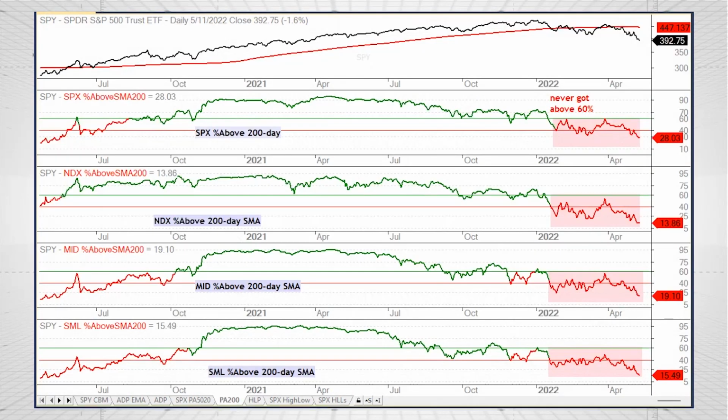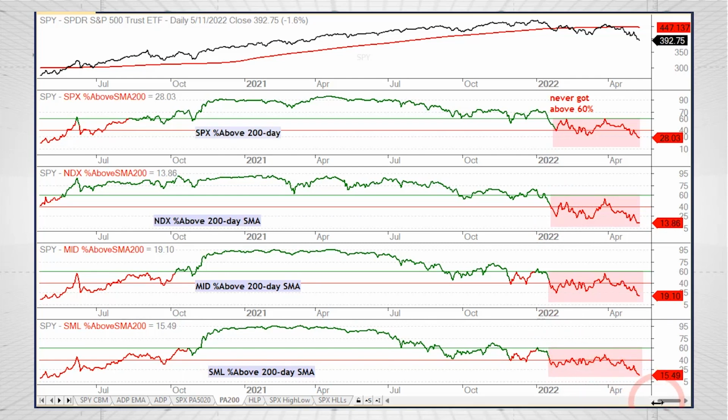Now here are the percent above 200-day moving average indicators for the S&P 500, NASDAQ 100, S&P Midcap 400, and S&P Small Cap 600. And you can see the S&P 500 is holding up the best at 28%, but we're below 14% for the NASDAQ 100. We're at 19% for mid caps and 15.5% for small caps. So these long-term indicators have been bearish, which is the red shading, since the latter part of January and remained bearish.